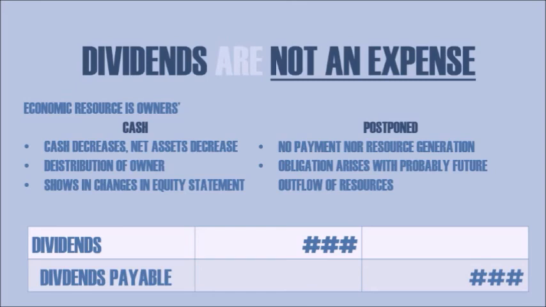What if dividends were postponed for payment to the future? There will be no payment or resource generation upon declaration. This gives rise to present obligation and there will be a probable outflow of resources which will be measured reliably. Dividends payable increases and dividends would increase, causing equity to decrease.